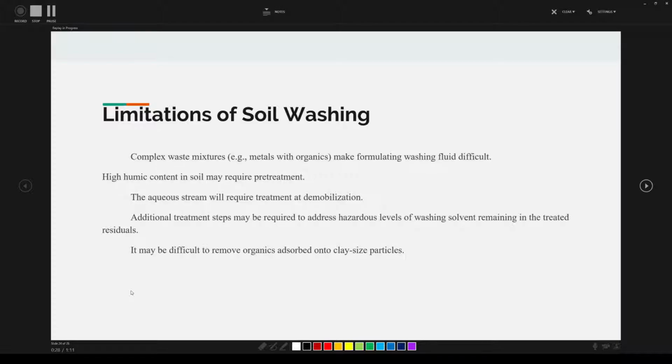And also, high humus content in the soil will require more pre-treatment, and the stream will require treatment and demobilization, and additional treatment steps may be required to address higher levels of washing solvent remaining in the treatment residual. It may also be hard to remove the organic adsorbent onto clay-sized particles.